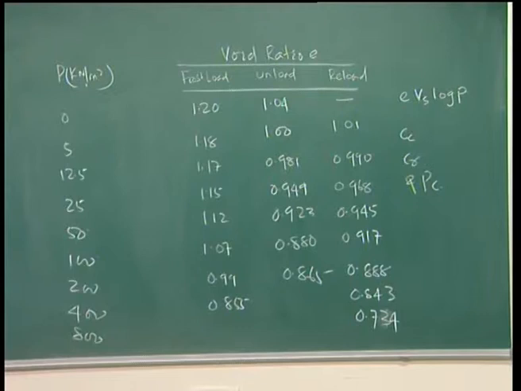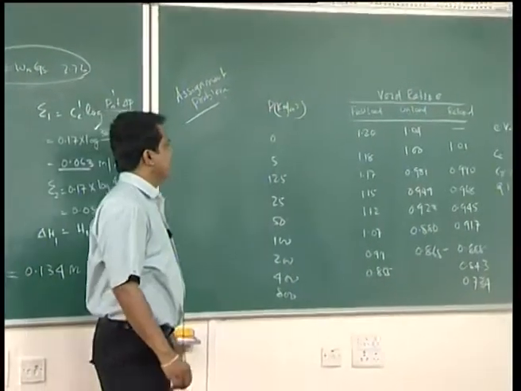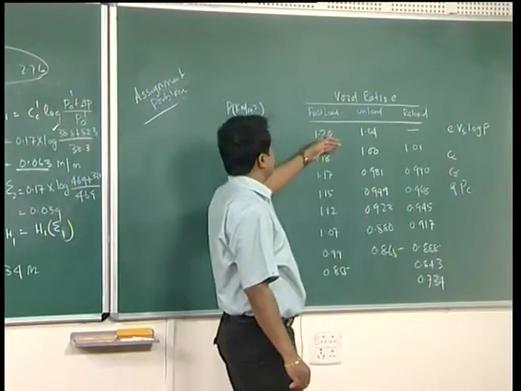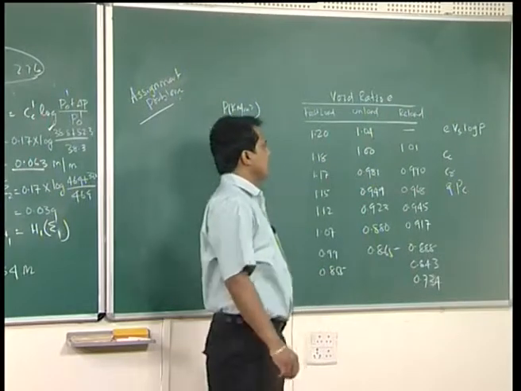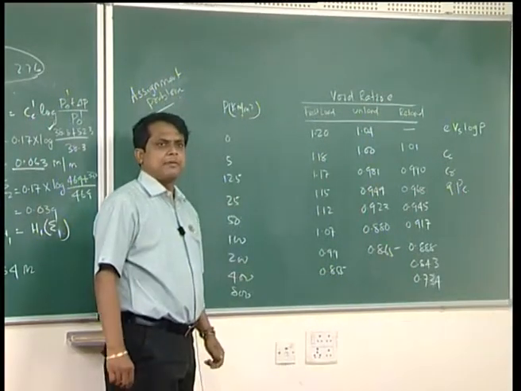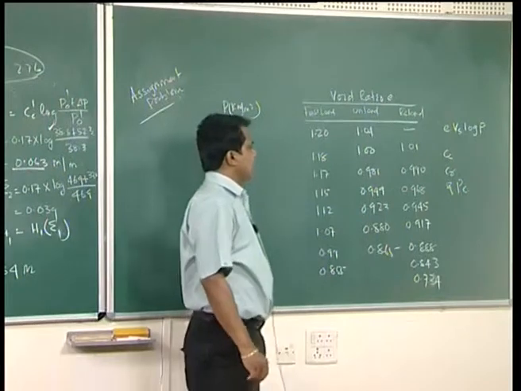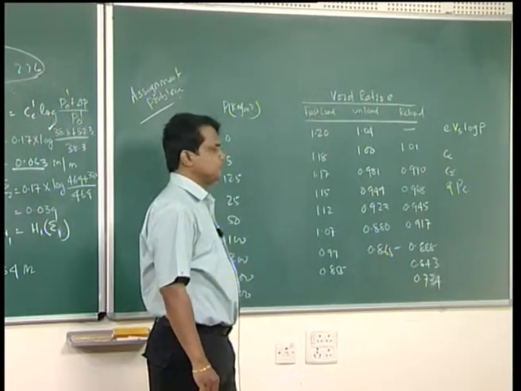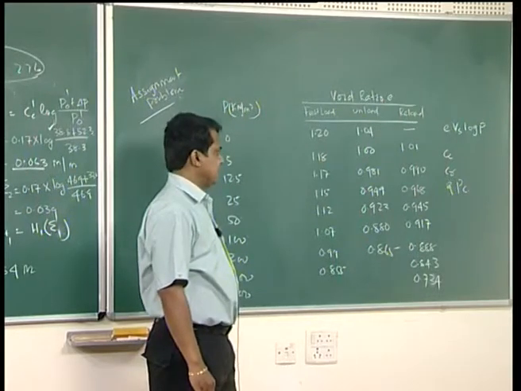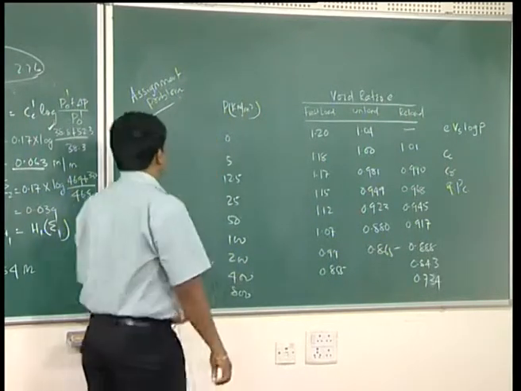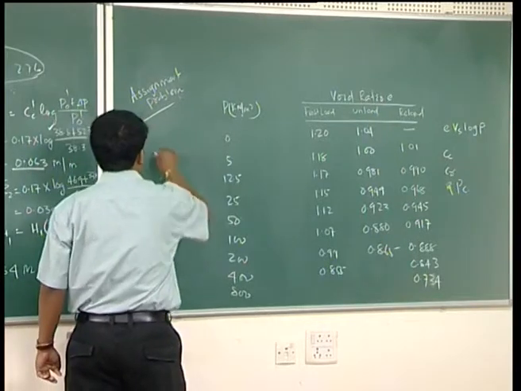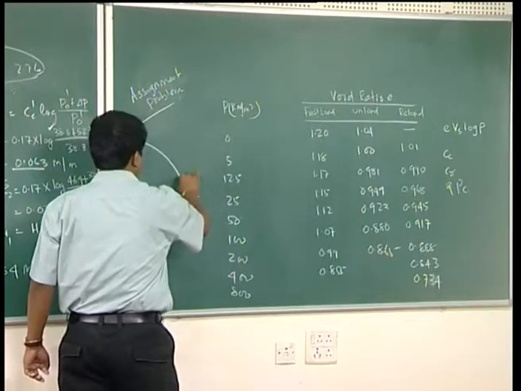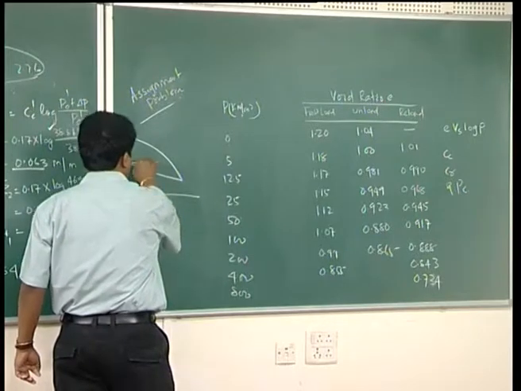It is given P in kilonewton per meter square versus void ratio, different void ratios from the laboratory. These values have been given. So, first load, unload and reload. Plot first the e versus log P diagram. Once you get e versus log P, from there you find out your Cc, then Cr, then you find out Pc. So, this kind of curve will come, e versus log P, this type of curve will come.